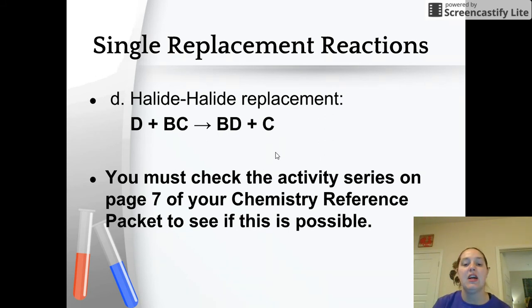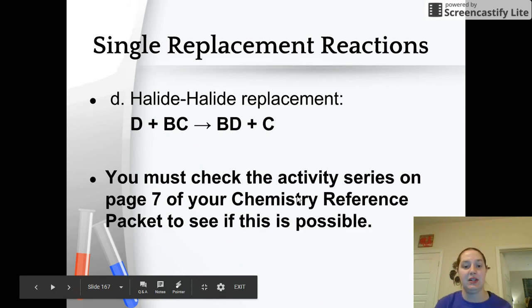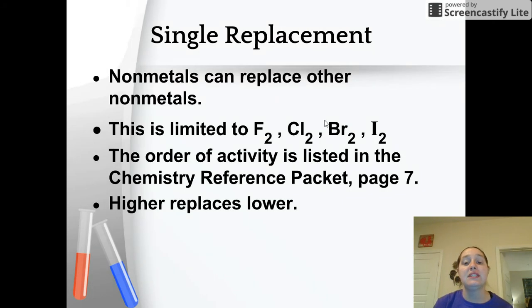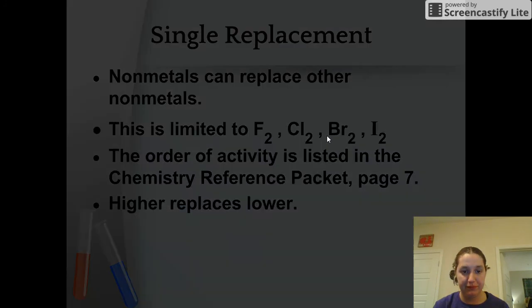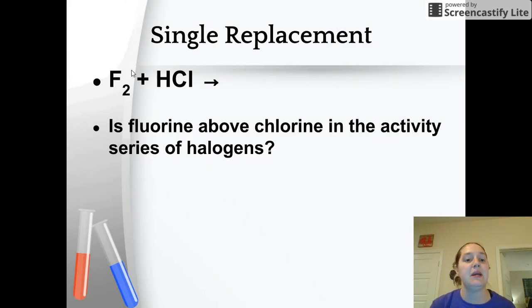So that's kind of nice because sometimes you don't even have to check this. You can just look at the periodic table. So this is limited exclusively to fluorine, chlorine, bromine, and iodine. Okay, and these 4 are replacing each other, and that's it. Those are the only 4 you've got to worry about. Again, higher replaces lower. Fluorine replaces everybody. Iodine replaces nobody. So here's our first example.